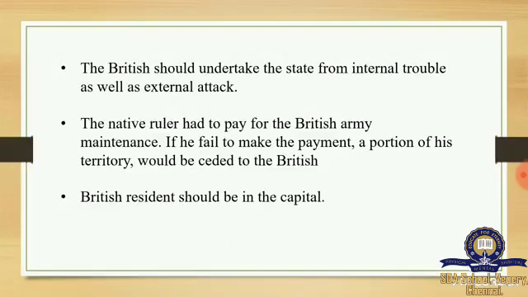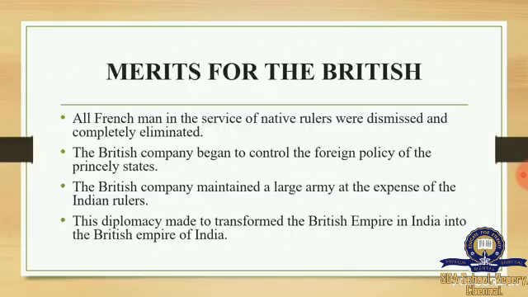Fifth point, the Indian ruler had to pay for the British Army's maintenance, and if he failed to make the payment, a portion of his territory would be seized by the British. Last point, the British resident should be in the capital. And that's all about the main features of subsidiary alliance. And next, merits for the British.